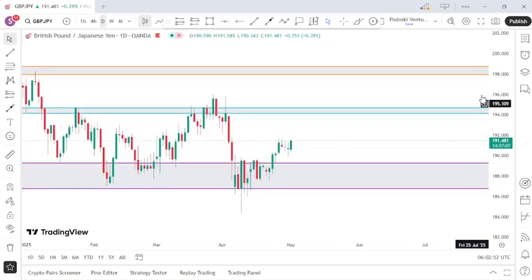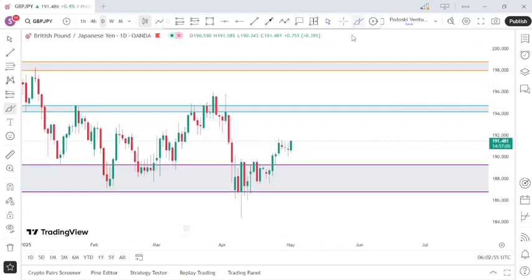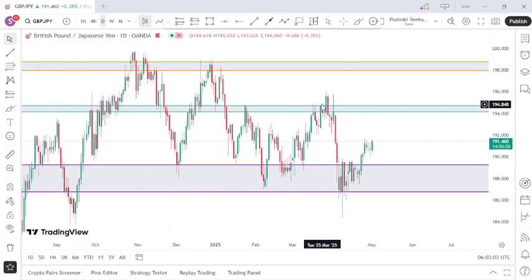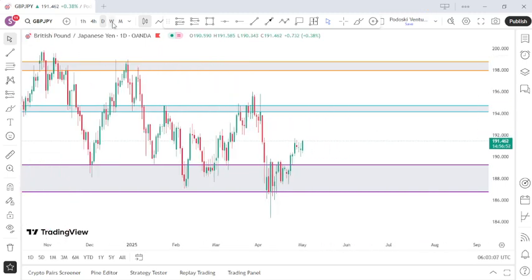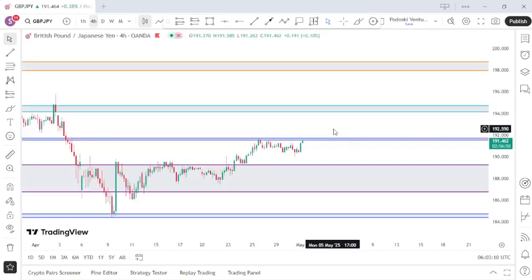Okay, so here we are on the daily and I have my daily upper zone right here. On the daily, you can see the same structure. Price is just moving to the upside. There's not much to it. So let's go to the 4 hour.